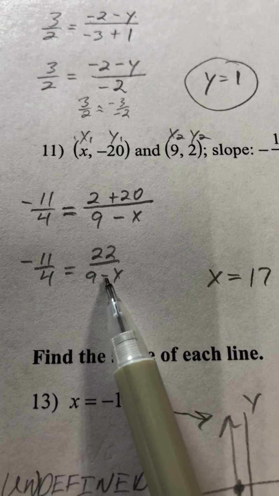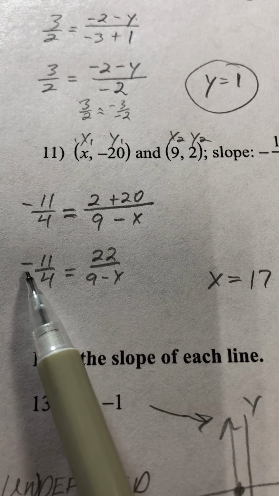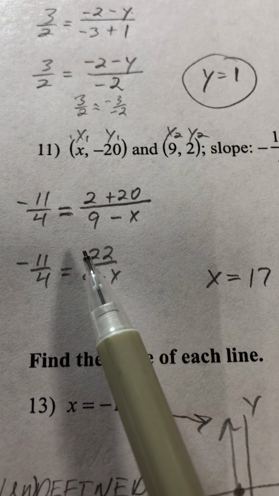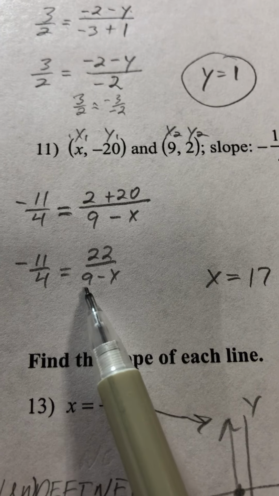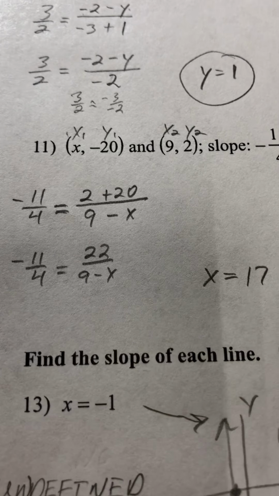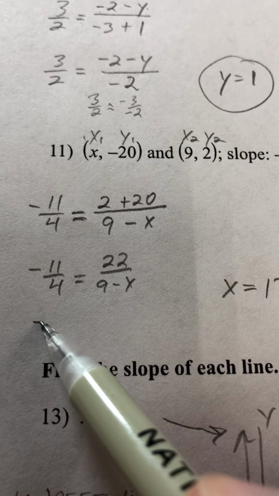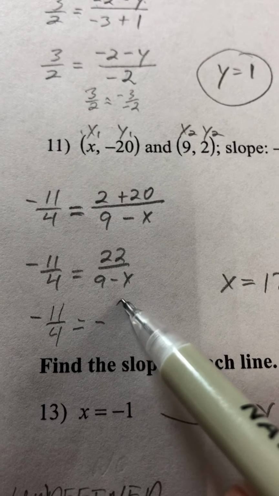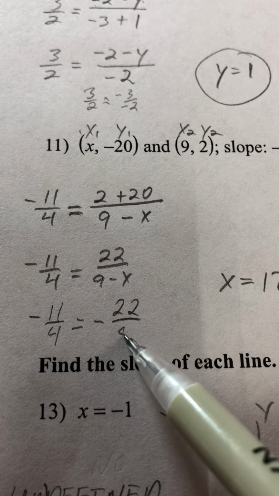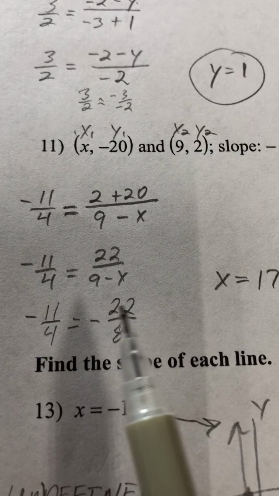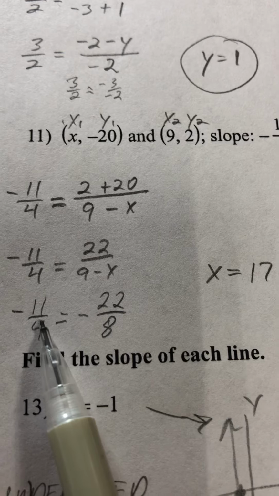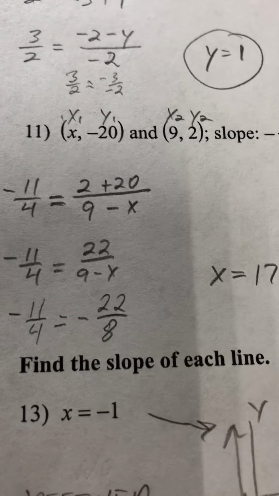I need this to be 8, but I need it to be a -8 because this is a negative over here. Remember I said if either the numerator or the denominator has a negative in front of it, you could put it in front of the whole fraction. So -11 over 4 is going to equal -22 over 8, because if I divide both the top and the bottom by 2, I get 11 over 4, and there's a negative out in front of it.